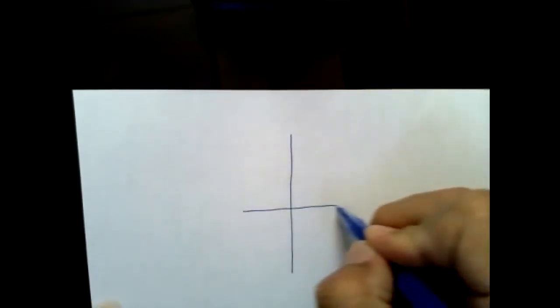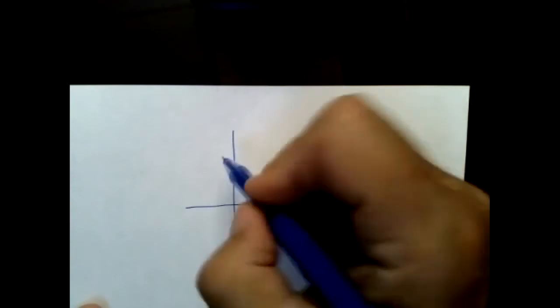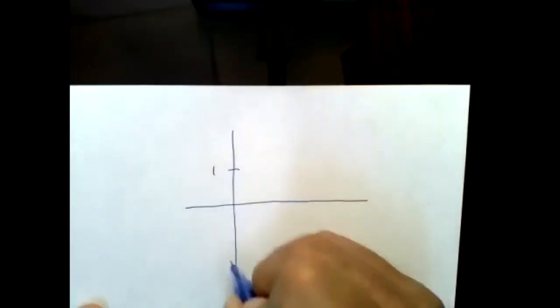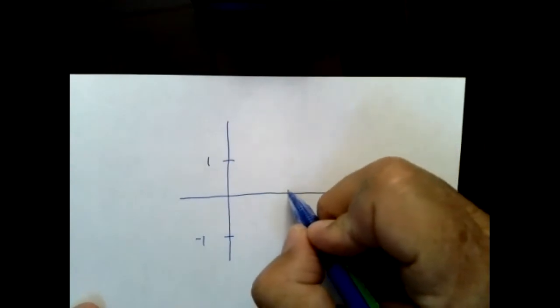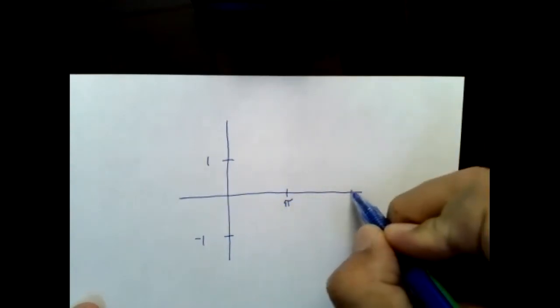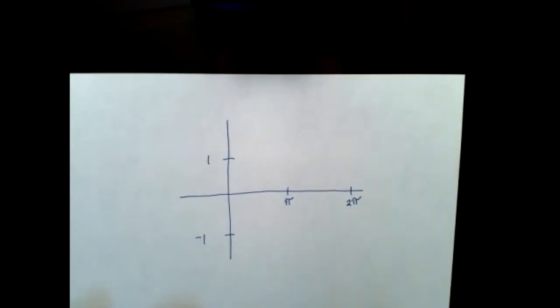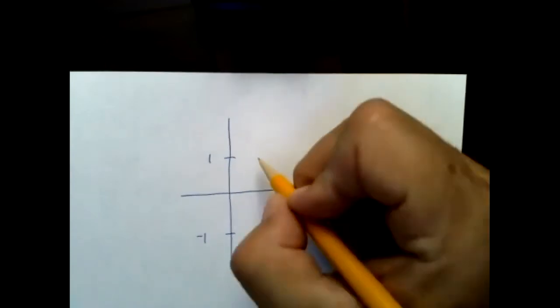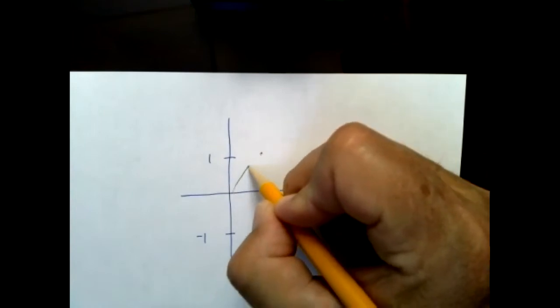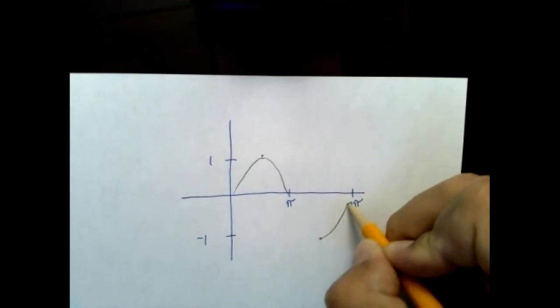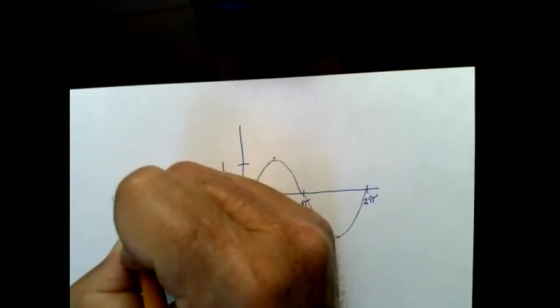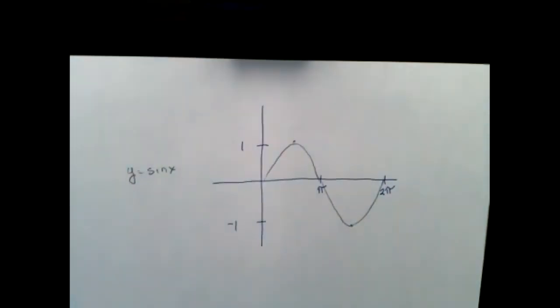All right, I'm going to start with the sine of x. Here is 1. Here is -1. I'm going to come out here to pi, and I have 2 pi. And if I was to graph the sine, I'm getting really good at graphing the sine. I know that it looks like this. Pencil, y equals the sine of x.